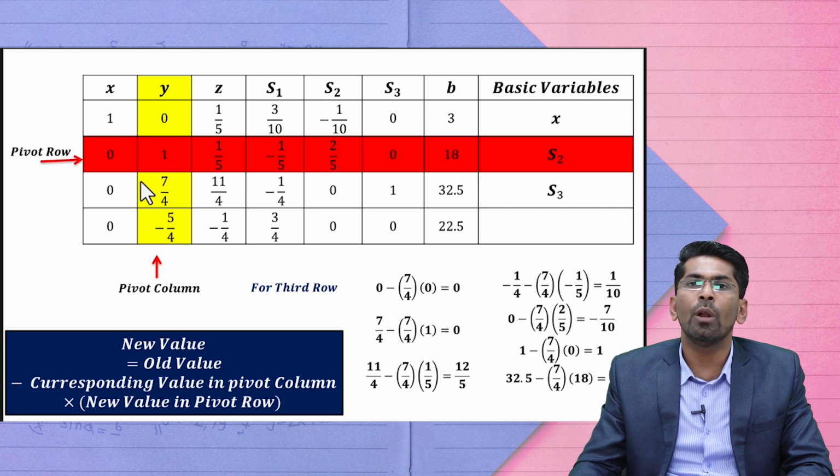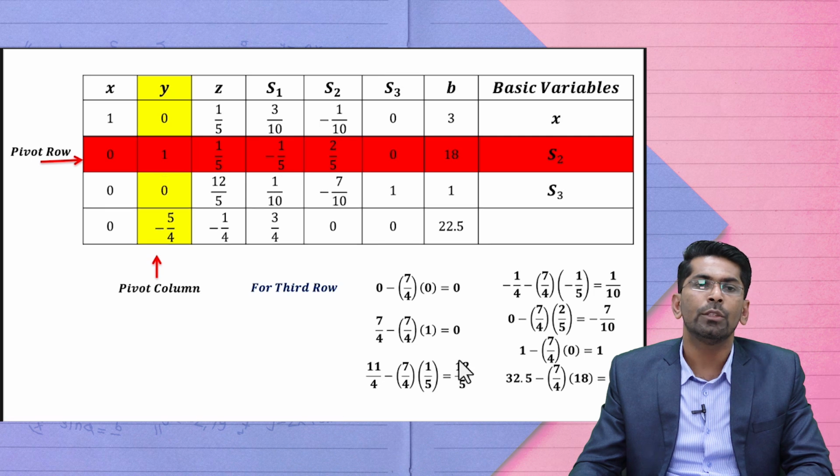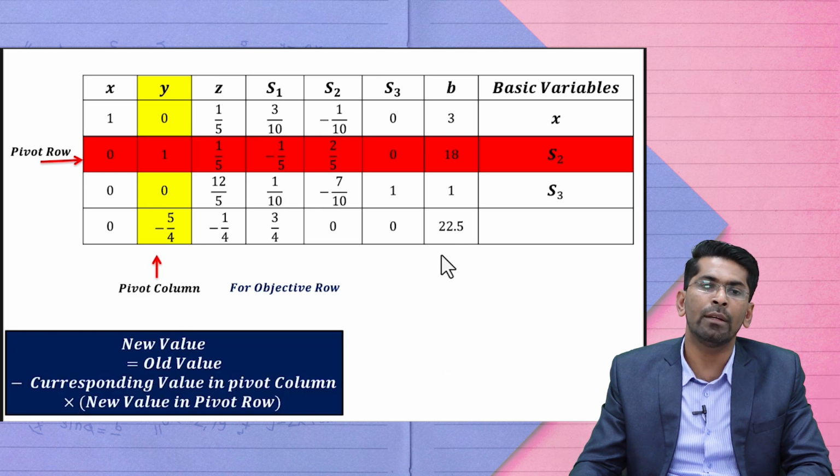So the second row, now we are going to replace by using the new values here. So it will become 0, 0, 12 by 5, 1 by 10, minus 7 by 10, 1 and 1. Now we have the last row, which is the objective row. Again we are going to replace the old values by using the new calculated values.